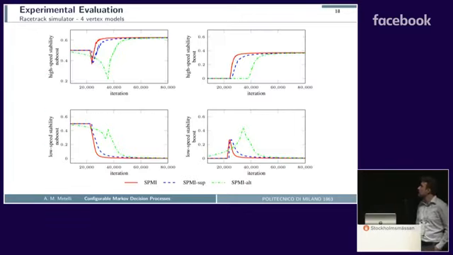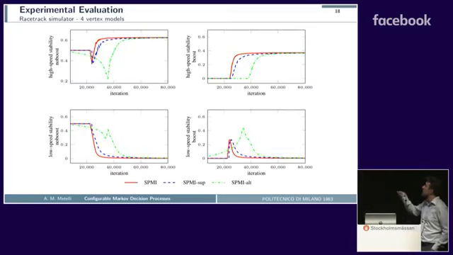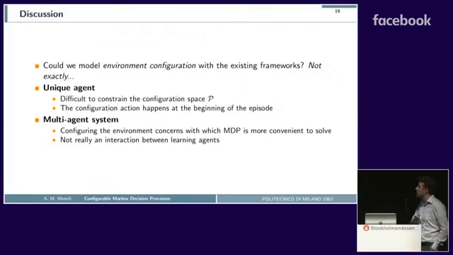Here we show the coefficients of the vertex model. We are in a parametric model space with 2 dimensions, the vehicle stability and the engine power, so overall 4 vertex models. What we can see is that the adaptive algorithms, which are SPI and SPMI SUP, are able to learn the optimal configuration together with the optimal policy faster than the alternated approach.